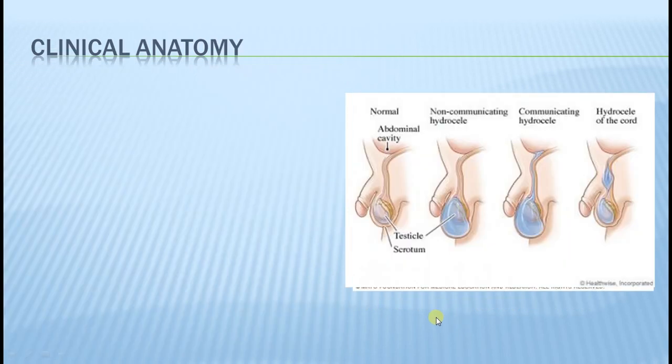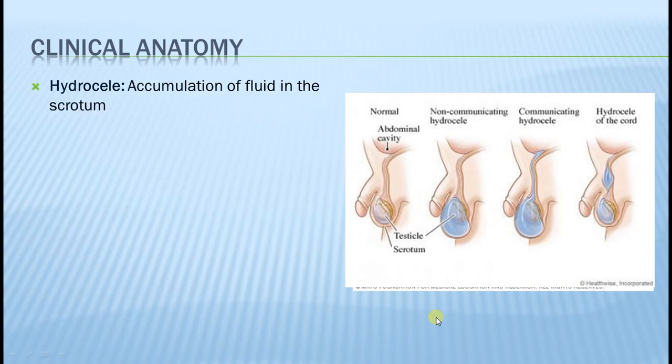So coming to the clinical anatomy: hydrocele, as I told you, is accumulation of fluid in the scrotum. Two types, it might be congenital or acquired. Congenital, I told you, is because of the patent processus vaginalis I just described. When the processus vaginalis does not obliterate in the upper part, the continuation with the peritoneal cavity is not severed, so you can see it is patent or communicating, which leads to fluid collection.